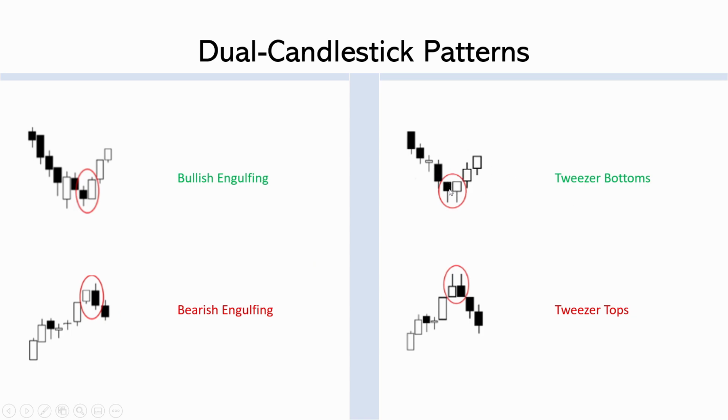Here you can see tweezer bottoms. Price is actually going down. This is a reversal pattern. Price is going down, has a shadow here, then made the shadow again, but both times price was not able to get through this bottom. And here you can actually see that the price closed positively and price goes up.